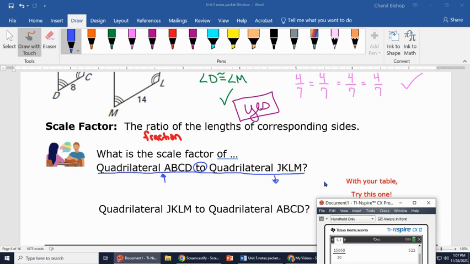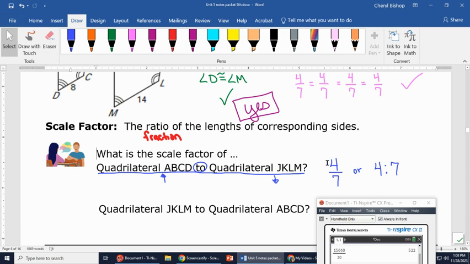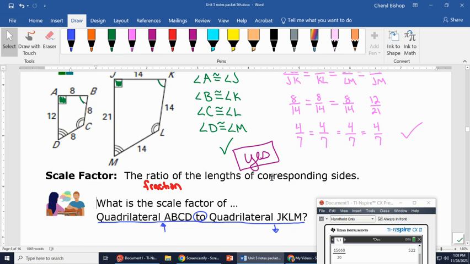Anybody have guesses? What's the first scale factor? ABCD to JKLM. AB. It's going to be a ratio, so it's going to be a number over a number. 8/14. Ratios are always reduced. 4/7. Or you can write it as 4:7. Right? I said we did it 4 times. We made 4 ratios, right? And those ratios, the scale factor is the ratio of corresponding sides.